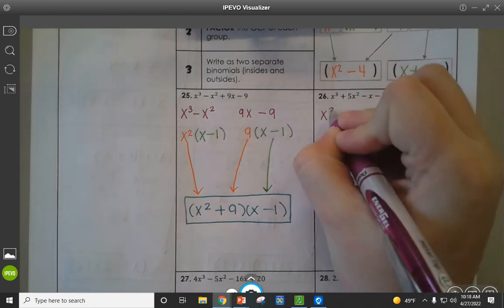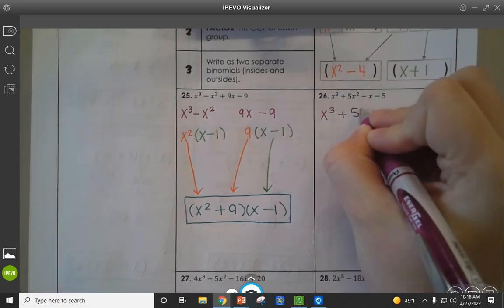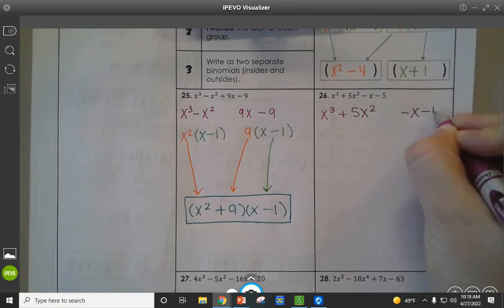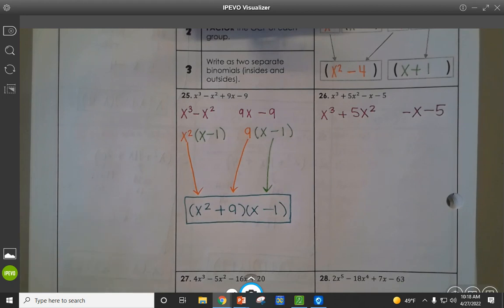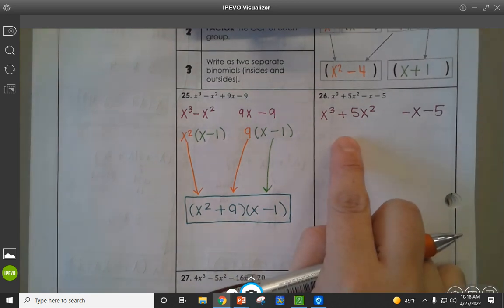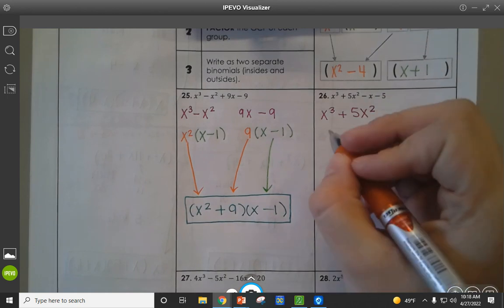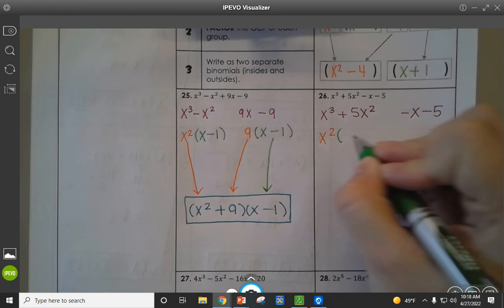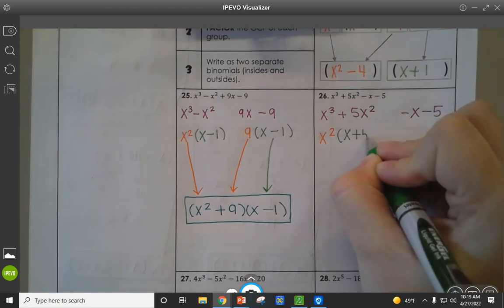We put x cubed plus 5x squared together and negative x minus 5 together. What is the GCF of the first set? x squared. And what's left over? x plus 5.